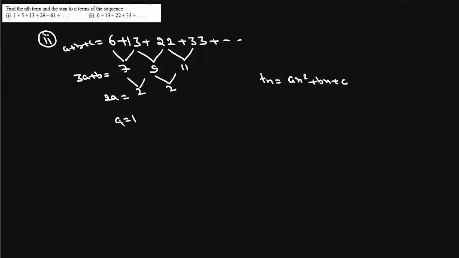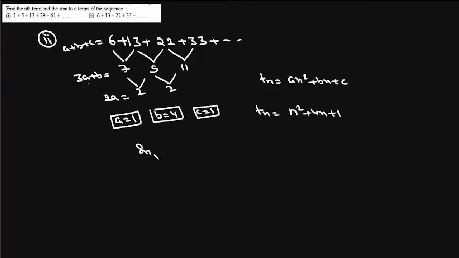Now clearly a is 1, and if we put a as 1, we'll get b as 4, and if we put a as 1 and b as 4, we'll get c as 1. So its general term or its nth term will be n square plus 4n plus 1.